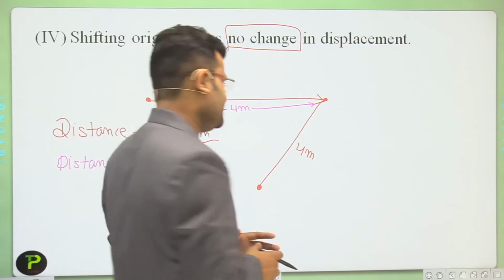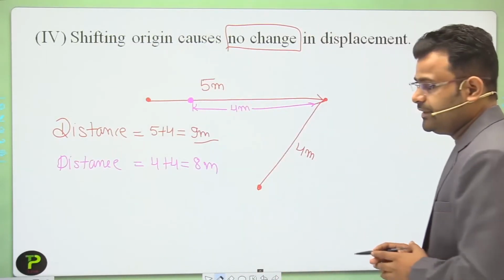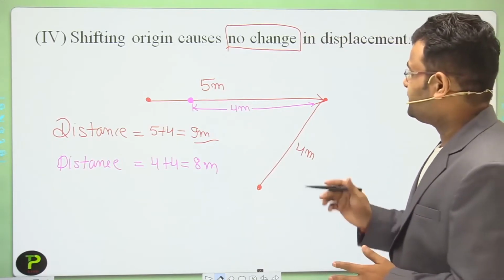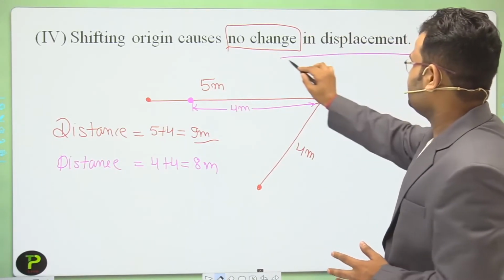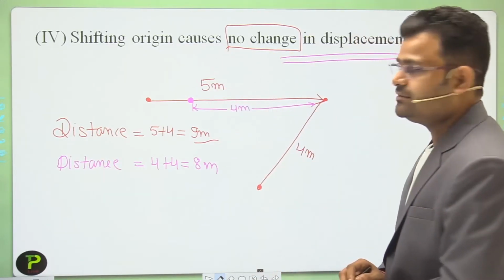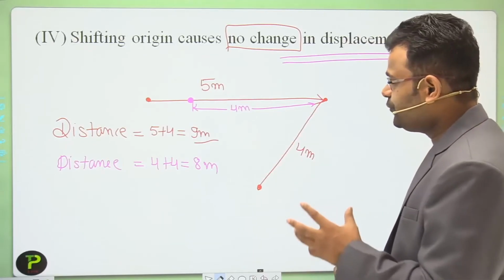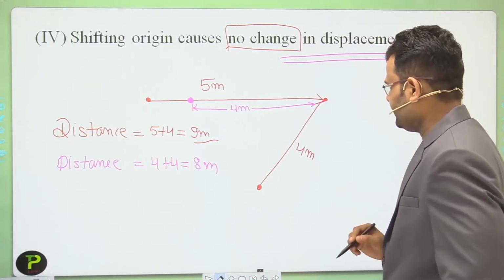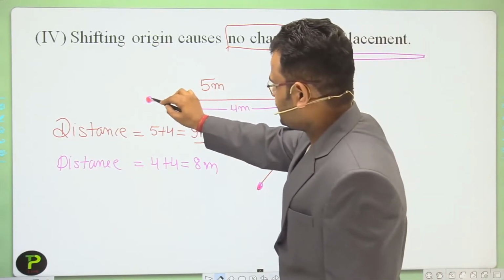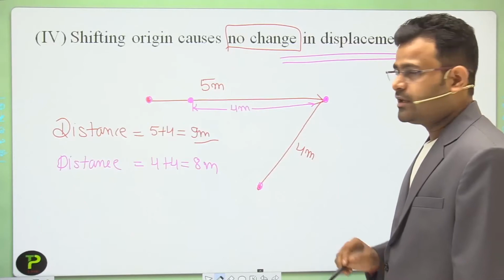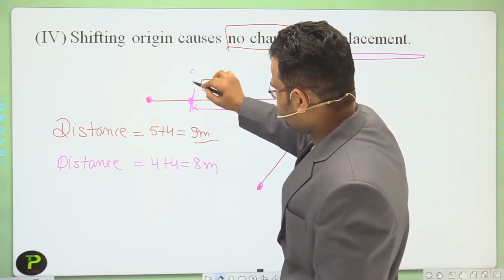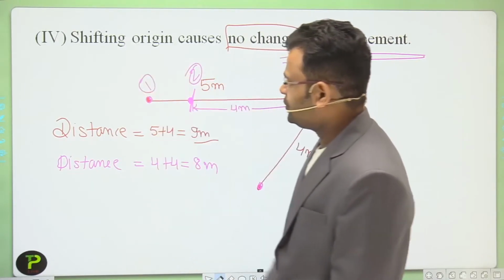But in case of displacement, dear students, what happens if we discuss displacement? Displacement will not be changed if we shift the origin. Shifting origin causes no change in displacement. Now, if you calculate the displacement in two conditions: first, when the origin is here, then displacement is 4 meter. If you shift the origin here, that is the second condition of origin, and that is the first condition of origin.